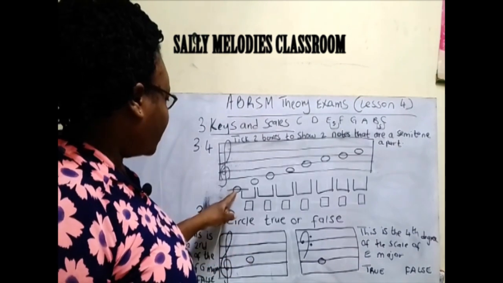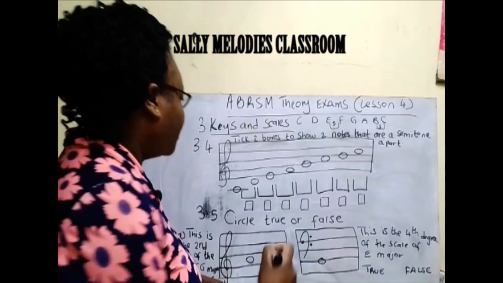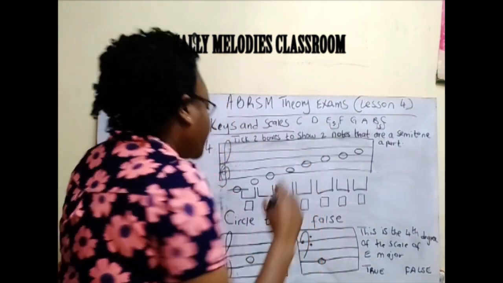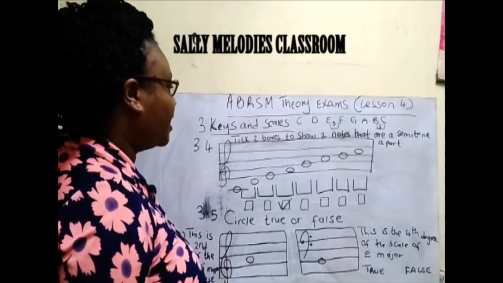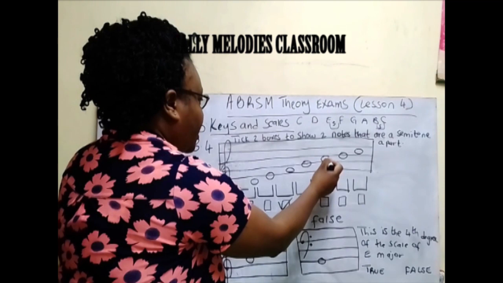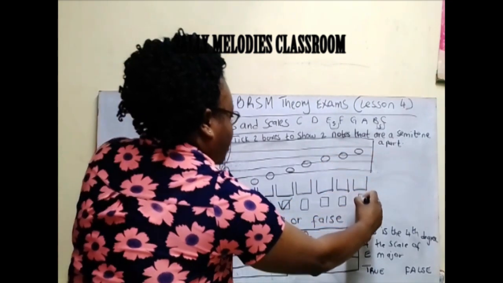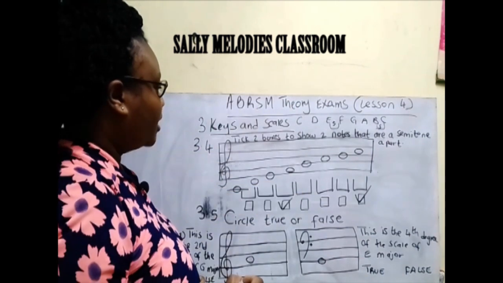This is C, D, E, F. You come here and tick that box. In between these 2 notes, that is where you have a semitone. And then G, A, B, C. You come and you tick. So you have 2 marks.